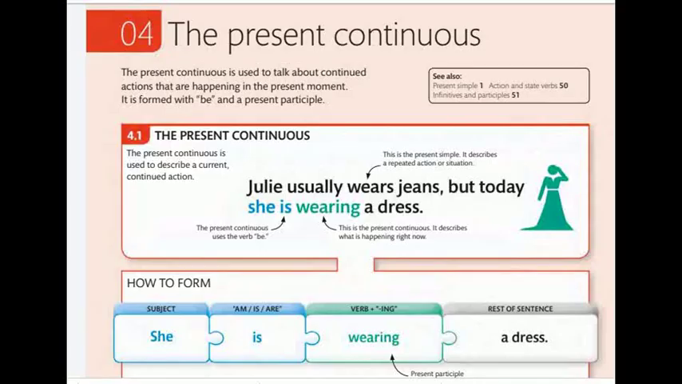Here we can see this is a present simple. It describes a repeated action or situation. Julie usually wears jeans. The next part of the sentence, but today she is wearing a dress. This is the present continuous. It describes that it is happening right now. And so we have two parts of the sentence, present simple and present continuous.